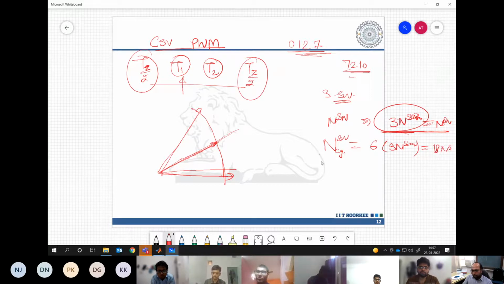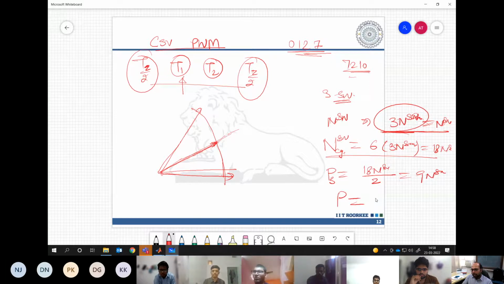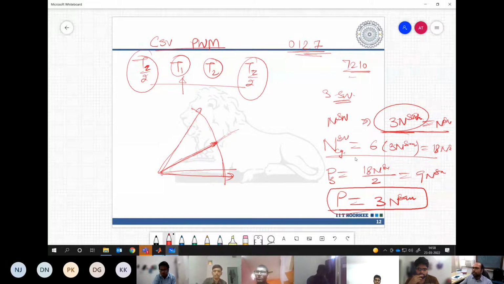If you compute the pulse number, basically the on and off transitions, for all 3 phases it will turn out to be 18n_sample by 2, which is 9n_sample. And per phase, the pulse number would be 3 times n_sample. This is what we established in the previous class, right?